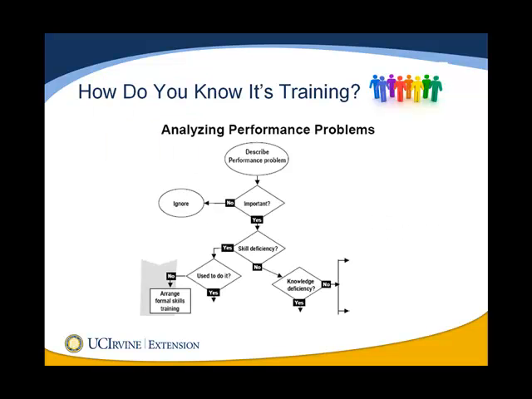To analyze a performance problem, Robert Mager created a very useful flow diagram. Here's an excerpt from that diagram. At the outset, it's important to describe the problem in performance terms. You should be able to describe the desired behavior in contrast to the exhibited behavior. Then you determine how to close the gap, and training might be only one solution, or maybe not at all.